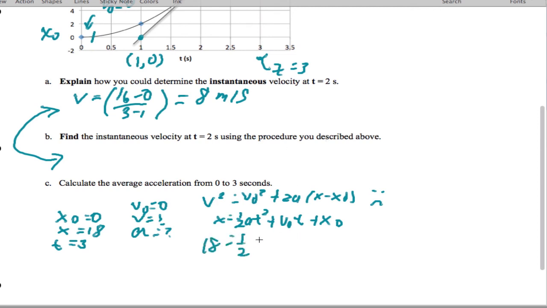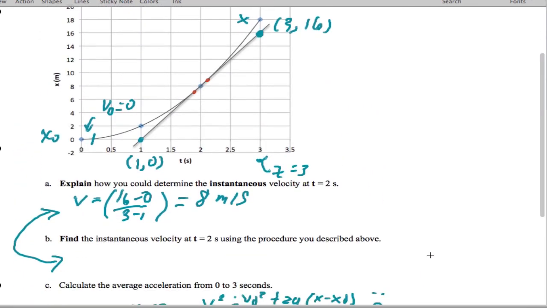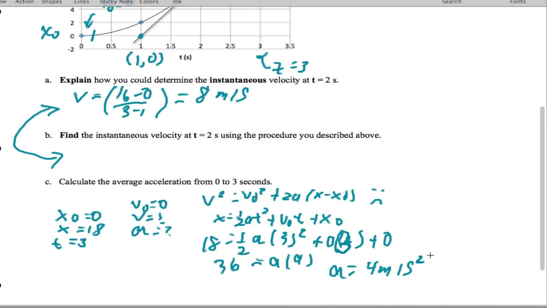18 equals 1/2 times a times 3 squared plus 0 times t plus 0. So 0 times 3 plus 0. Remember, 0 times 3 is 0, guys. Sometimes I see people write 0 times 3 as 3, or they do something with that. So don't make that mistake. So I'm going to end up getting 36 equals a times 9. So a works out to be 4 meters per second squared when we do that math. So that's page 5 of the exam. And hopefully that's helpful.